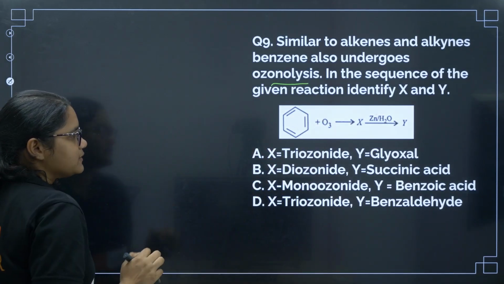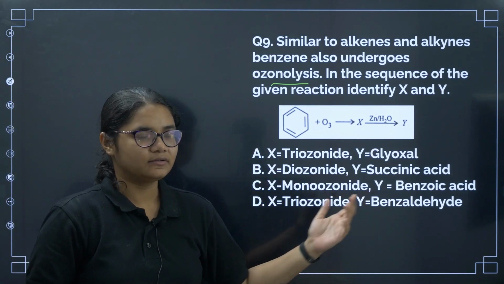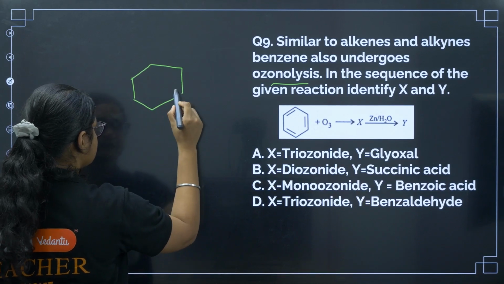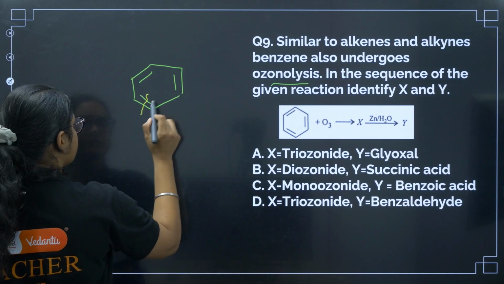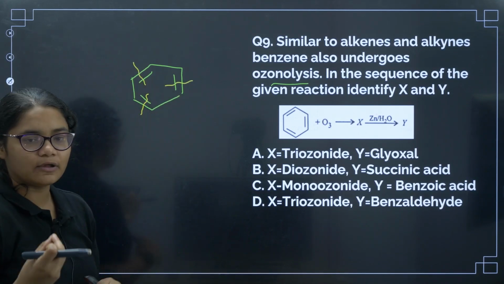So first of all, what happens when you add only O3? Ozonide is formed, and after that it breaks, right? So what will be the final product? If you see, we have benzene like this. So all the double bonds will break. This one will break, this one will break, and this one will break. Now where you are breaking it, there you have to add oxygen.